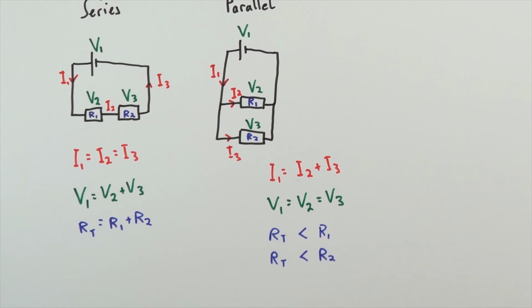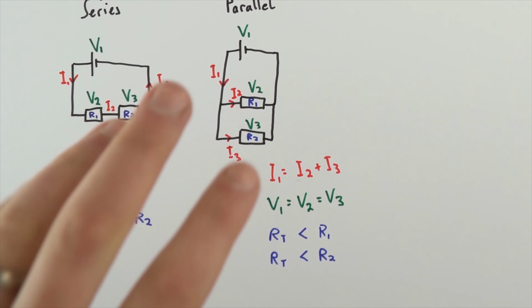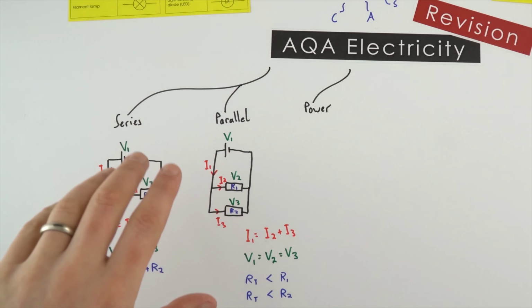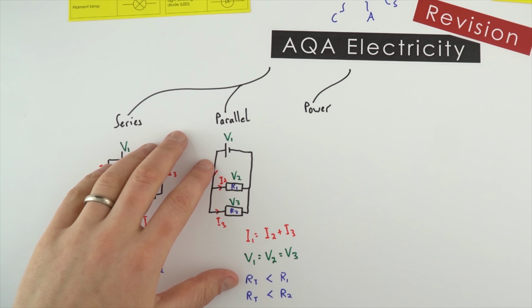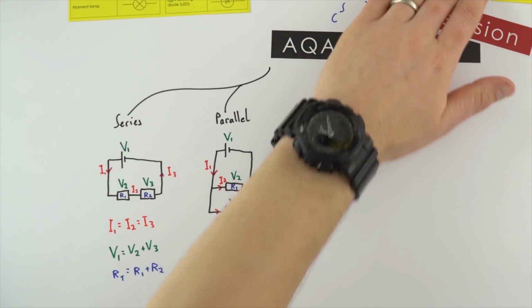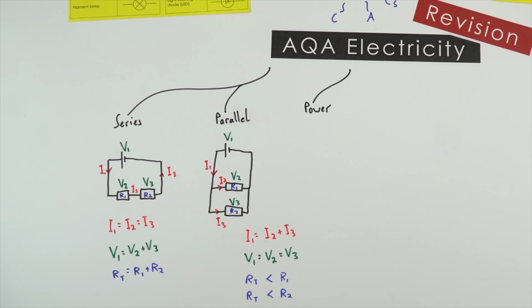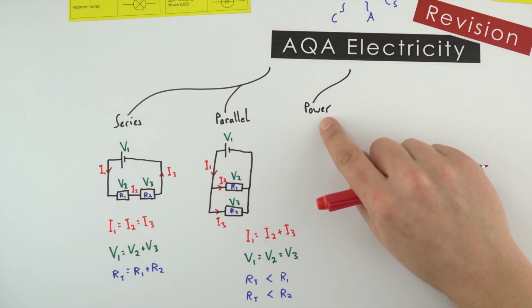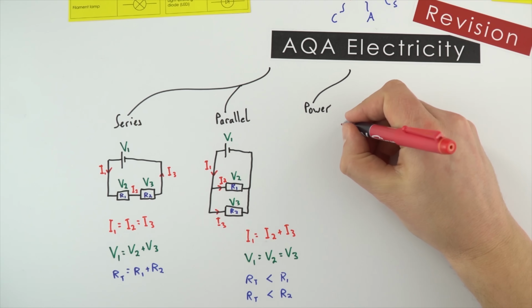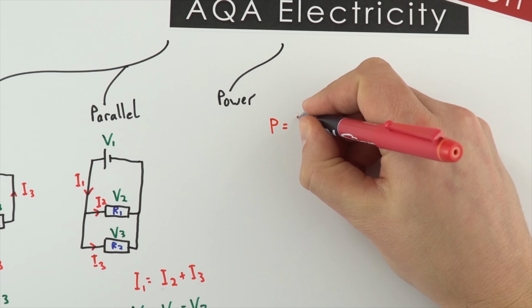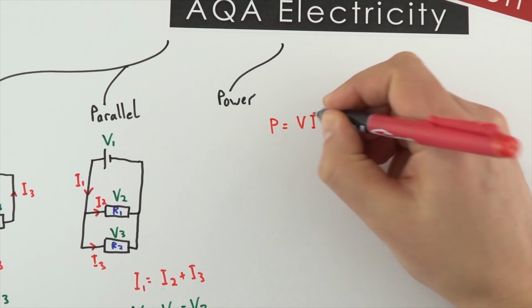So now we know a bit more about the way that current and potential difference occur in series and parallel circuits. We know we've got some of the other equations. We can also look at the electrical power. So this is the amount of energy transferred per second. And what we can say is that the power is equal to the potential difference times the current.